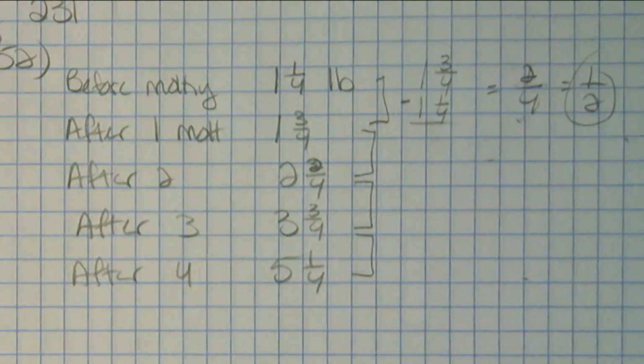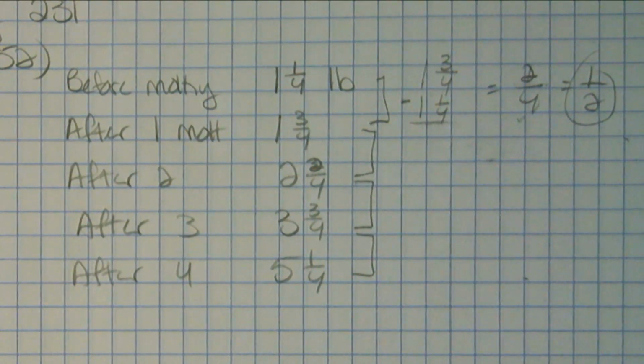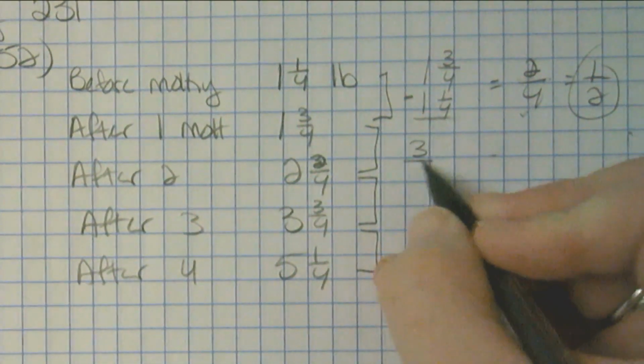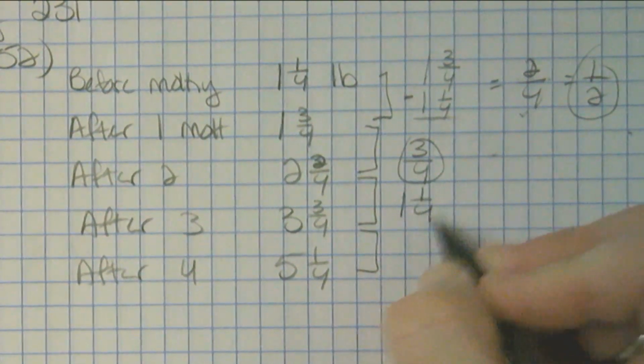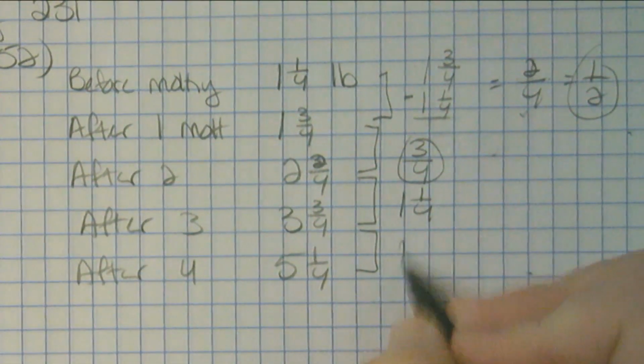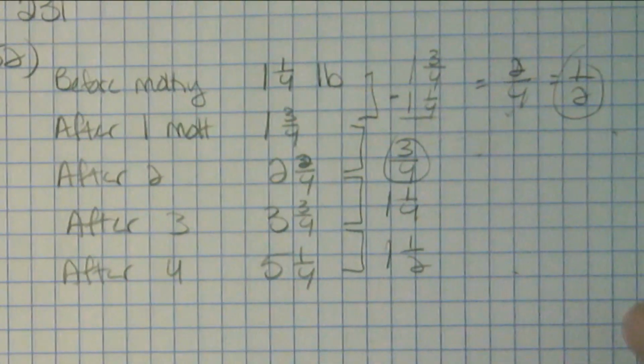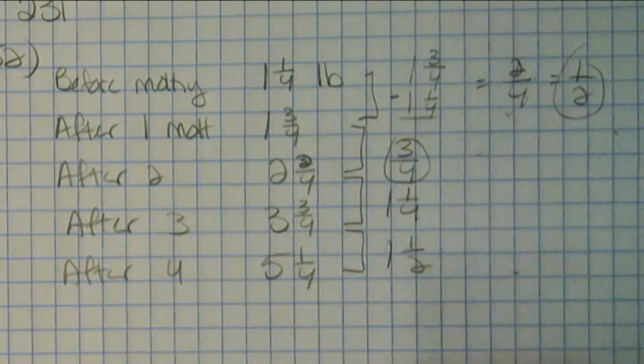Okay. So I'm just going to write down what we end up getting. The second molting is going to be 3/4. The third molting is 1 1/4, and the fourth molting is 1 1/2. Okay, so Cullen, you're cool with that. And by the way, I should see the math.